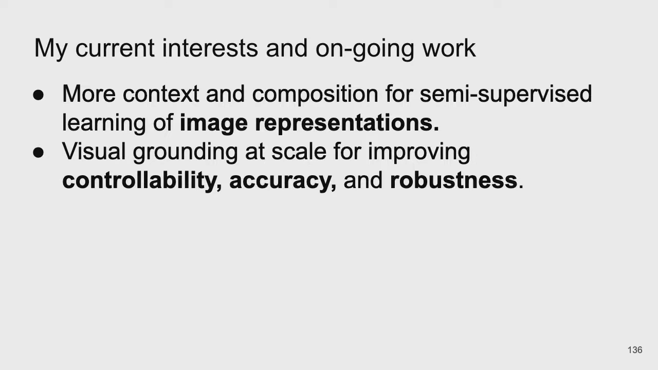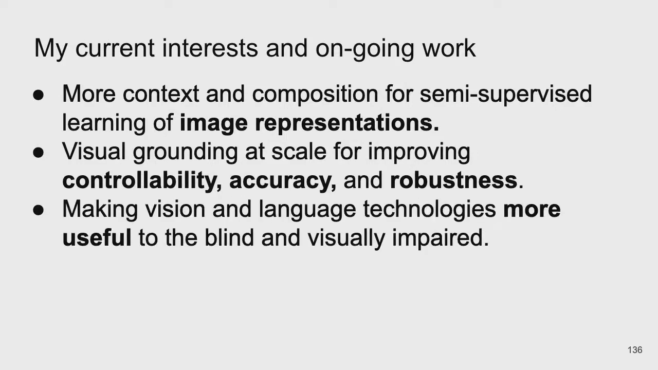I'm interested in visual grounding at scale for controllability, accuracy, and robustness. So I showed controllability. I don't think we can claim anything in that experiment about accuracy, right? Because it's about the preferences of the user, how they move the mouse trace and so on. Visual grounding should help with robustness, of course. And the last thing is that I want to make this more useful to the blind and visually impaired, in a similar spirit.